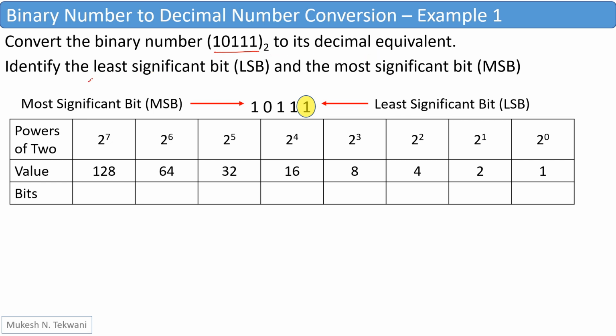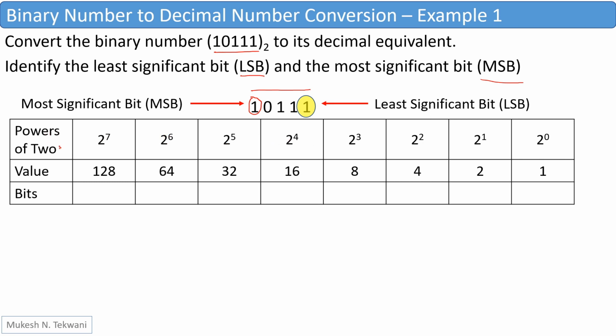Now the first step in doing this conversion is to identify the least significant bit and the most significant bit. So our given number is 10111. Now the rightmost bit is the least significant bit because it has the smallest weight. The bit at the extreme left, that is this one, is our most significant bit because it has the highest weight. Now, having done this, we will first make a table of 3 rows.